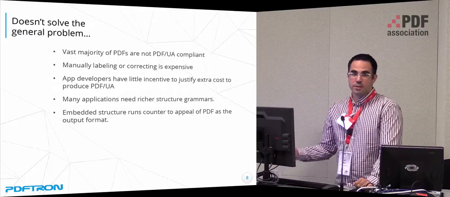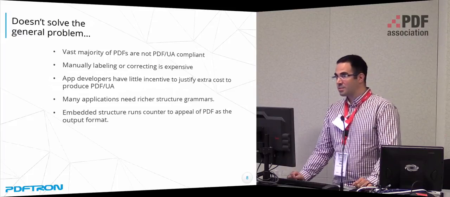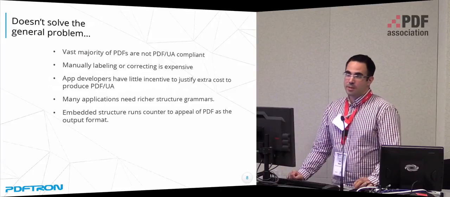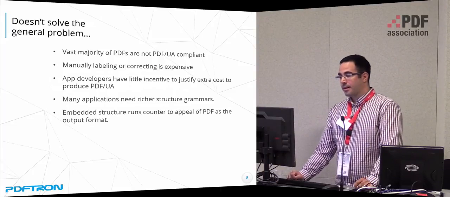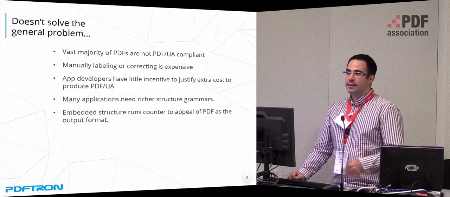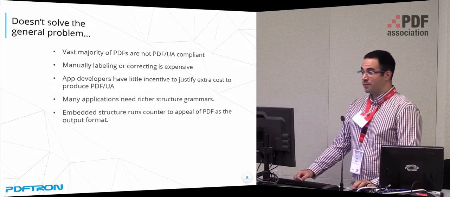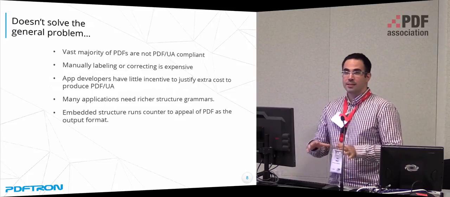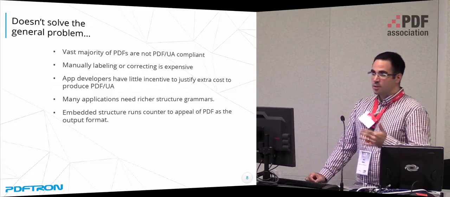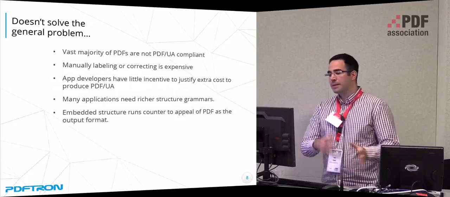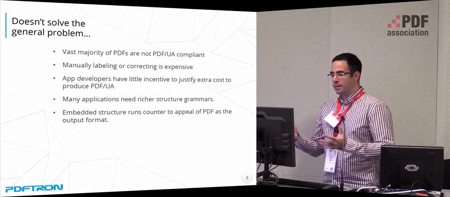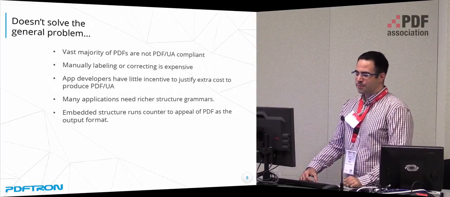Also, manually labeling all these documents would be prohibitively expensive, even if we use some semi-automated techniques. And going forward, app developers have little incentive to justify extra cost in producing valid PDF/UA files. Besides the cost of the actual specification, PDF/UA, which is not free, there is the cost of interpreting the spec, mapping internal data structures into the format required by the spec, and so forth.